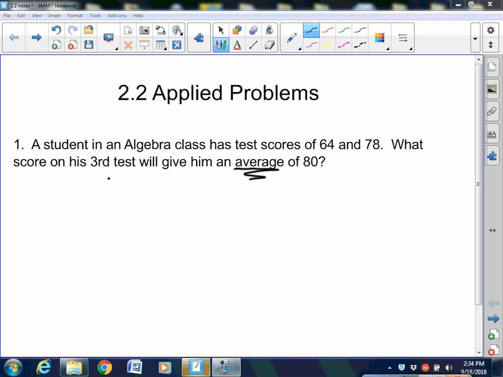So we're going to set it up. We're going to make a bar, and we know to find the average, we divide by 3. We know we want the average to be 80 equals. We know there has to be unknowns. That's why they're called story problems, right? There's got to be something missing in a problem. That's why it's called a story problem.